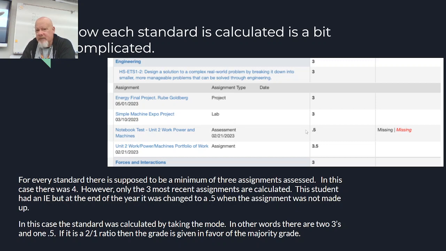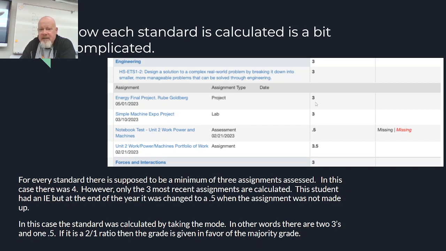This is where it gets a little bit strange. It's a little bit complicated as to how we get this 3 from these numbers. The first thing is it's not an average of all of the assignments. It's only the last 3 assignments, the most recent assignments that were calculated, that are put into this grade. Any assignment older than 3 is forgotten. It only looks at the most recent 3.